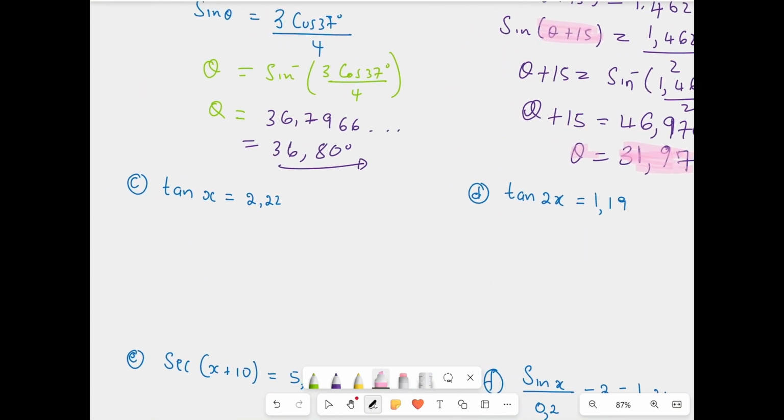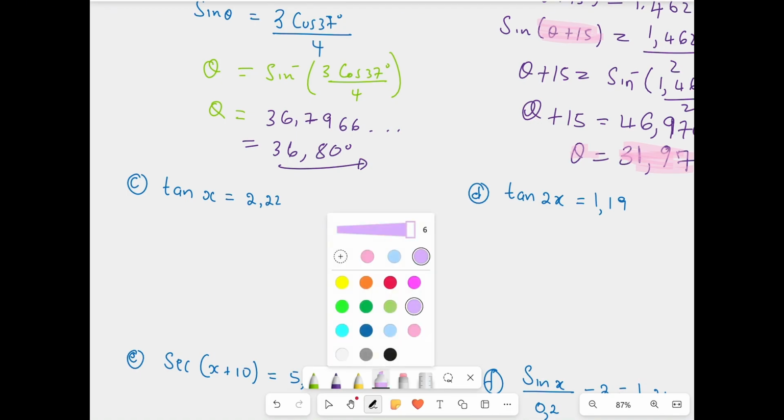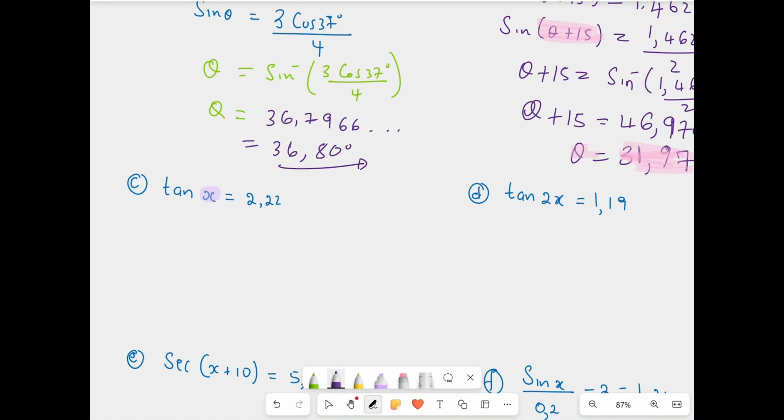C is straightforward. So we have tan of an angle. My angle here is x. So we just say x is equal to arctan of 2,22. So now x is equal to, what is arctan of 2,22? It will be 65,75 degrees. And then we are done.